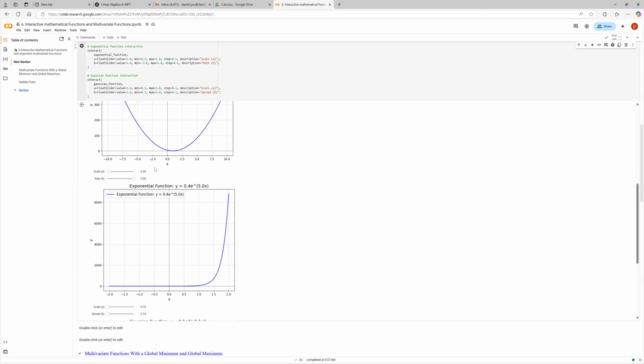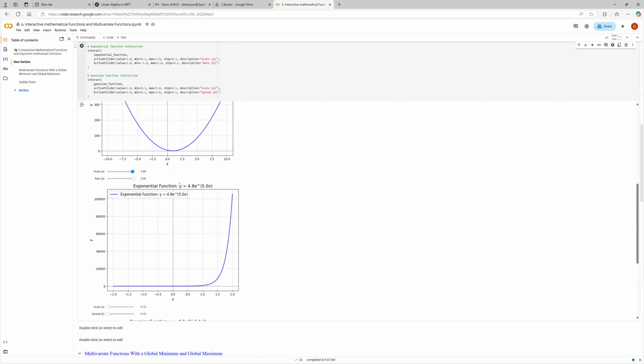Here we've got an exponential function, right? So we've got scale. If I go up here, it increases, right? We see that it went from 2000 to about, I don't know what this value is, about 100,000. That's the term in front of the exponential, which is the coefficient.